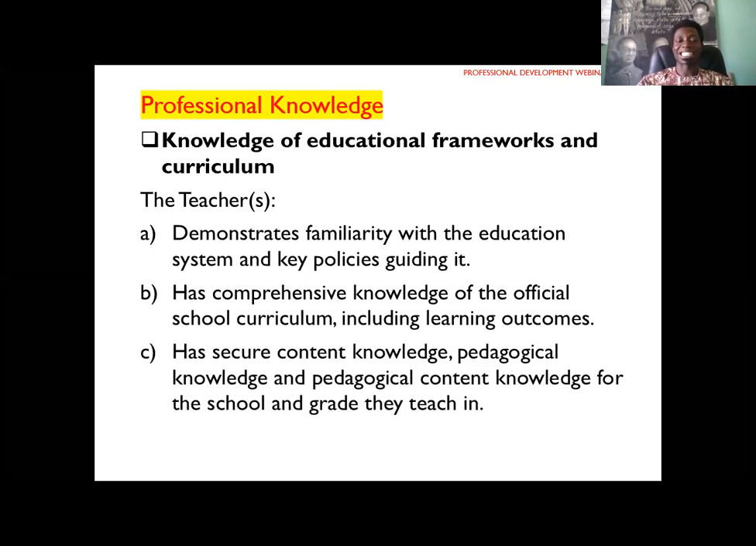You need secure content knowledge, the subject matter, right? And then the pedagogical knowledge and pedagogical content knowledge for the school and grade in which you teach, right? So look at these key things. You need secure content knowledge. You need pedagogical knowledge and pedagogical content knowledge, PCK, for the school and the grade you teach in as a teacher.